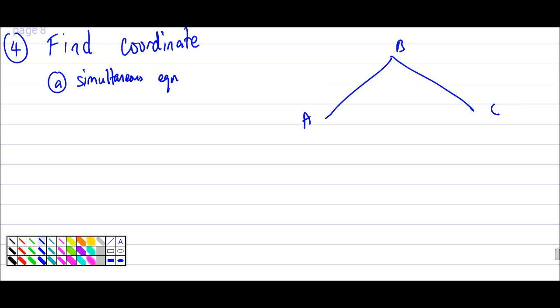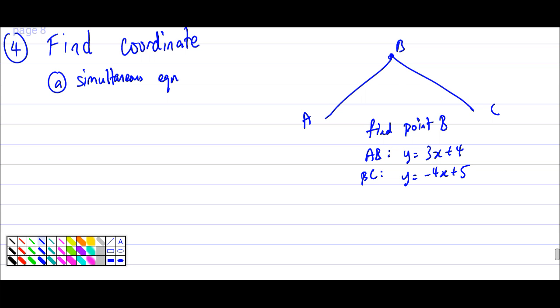Then I say find point B. How to find point B? Point B is here, right? Do you agree they meet? So equation AB will be what? y equals 3x plus 4. Equation BC, y equals negative 4x plus 5. Then what do you do?